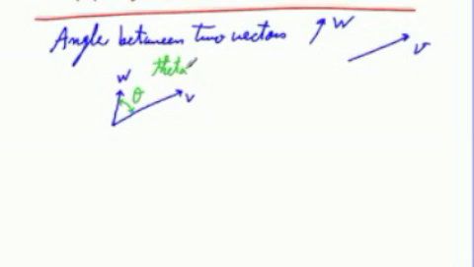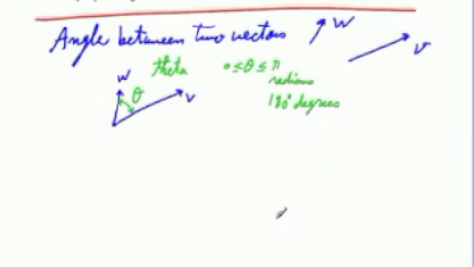Any two vectors in general position can be put on a plane, and we measure the angle between these two, and the angle is always measured to be between 0 and pi radians, which is the same as 180 degrees.